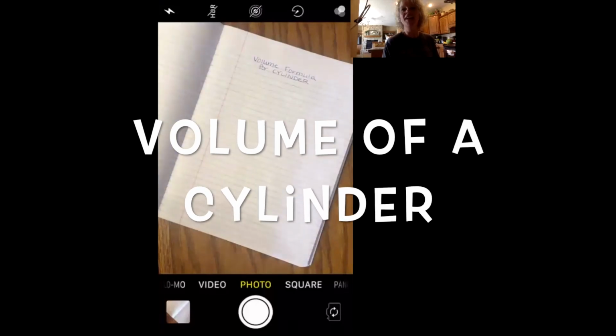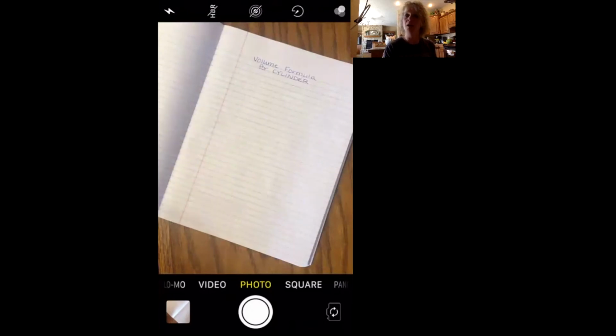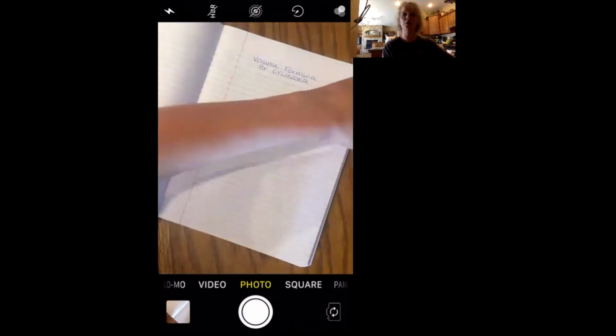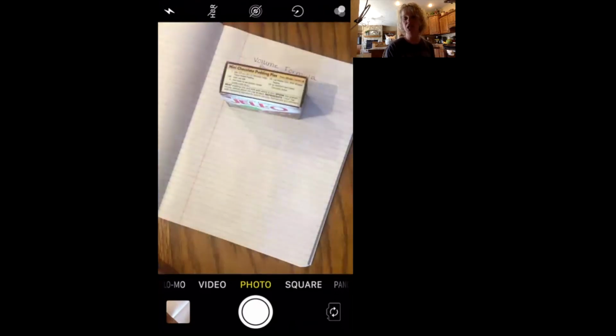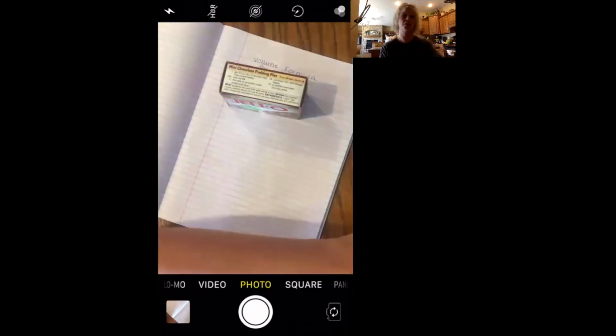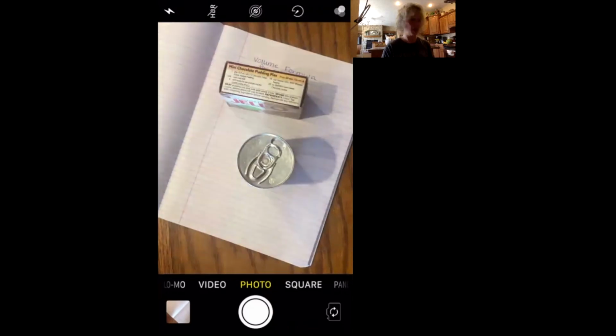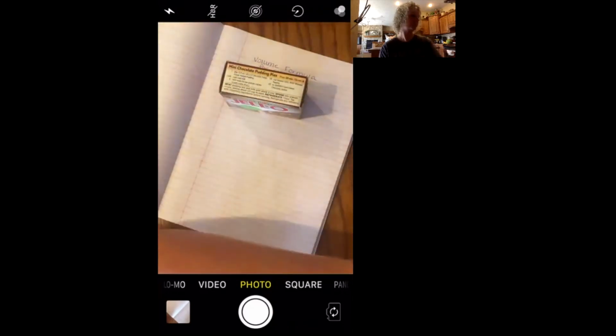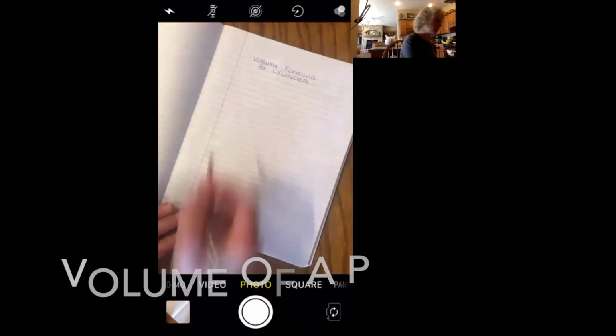Hello there. Today our focus is going to be on figuring out the formula to find the volume of a cylinder. But we're not going to start with the cylinder. We're going to start with a box of Jell-O. We're going to start with a prism first, something that you already know how to find the volume for before we move on to how do we find the volume of a cylinder. Okay, let's get started with the prism.